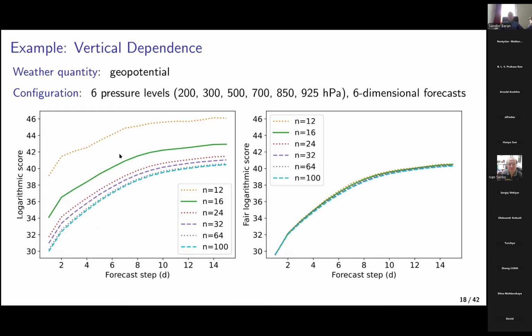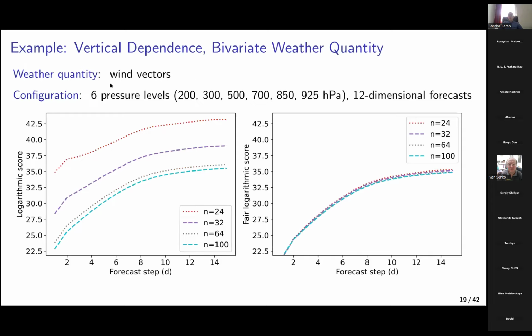Okay, so you see again that the log scores differ, whereas the fair versions have a very small deviation. We also have something even more complex, because wind vectors are by nature bivariate: we have the wind speed in the south-north direction and the wind speed in the east-west direction. These two create a wind vector, which is, by the way, bivariate Gaussian. We consider wind vectors at 6 horizontal levels. So at the end, we get a 12-dimensional forecast.